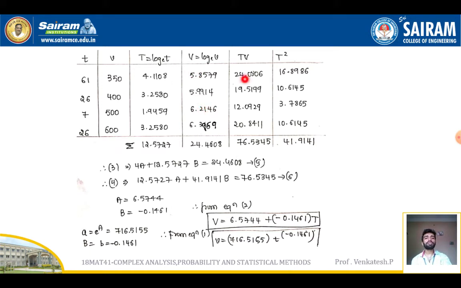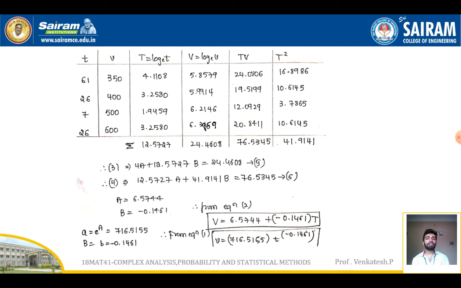TV is 24.0806, 19.5199, 12.0929, 20.8411. T square is 16.8986, 10.6145, 3.7865, 10.6145. So find all the summations. I'll be getting summation T is equal to 12.5727, summation V is 24.4608, summation TV is 76.5345, summation T square is 14.9141. So replace all the values in the normal equations.